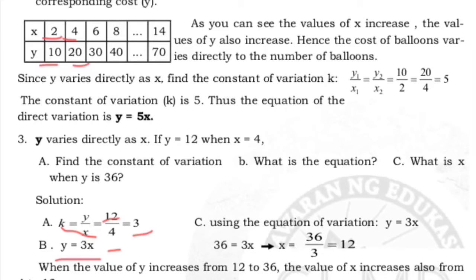So using the equation y equals 3x, we'll just substitute the given. Since y equals 36, we're going to substitute y with 36 on the left side of the equation, equals 3 times x, or 3x. Then simplifying, we're going to divide both sides by 3. So 36 divided by 3 is 12, and 3x divided by 3 is x. Therefore, we can say that x is equal to 12.